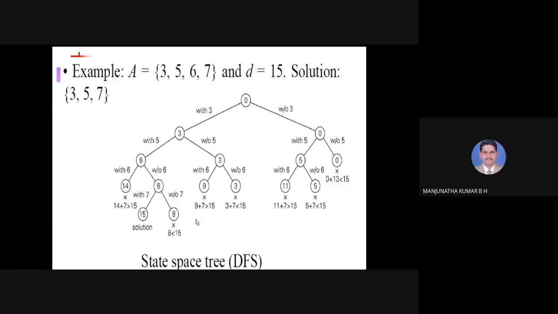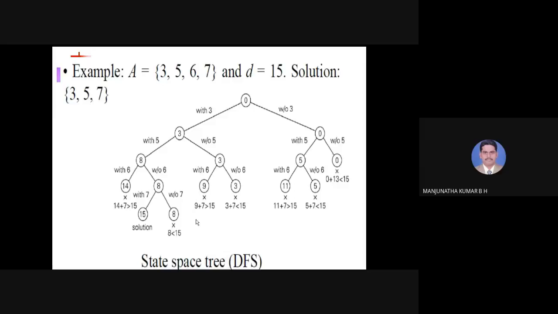Backtrack to the root node. Still one choice is left, that is without 3. Go without 3. The sum remains as 0. Now with 5, it becomes 5. With 6, it becomes 5 plus 6, 11. And now only one element is left, that is 7. 7 plus 11 is 18. It is too large compared to 15. It is also a non-promising path.